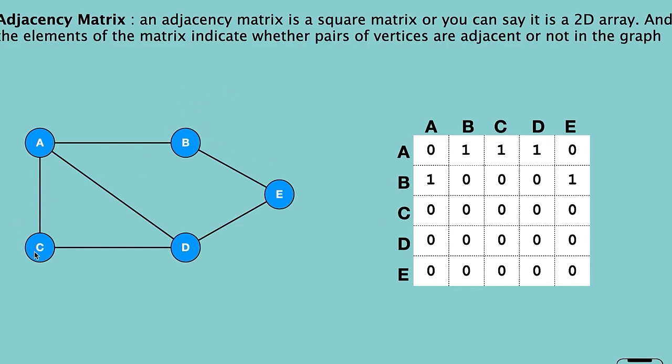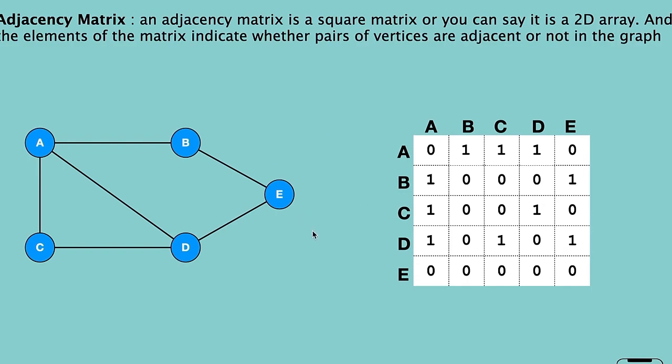Now the next node that we are going to continue with is C. From C we have a connection to A, so we will update CA to 1. And then from C we have another connection to D, so we will update CD to 1 over here. Then we continue to D. In the D vertex we have a connection to A, so we will update DA to 1. Then we have a connection to C, so we will update DC to 1. Then we have a connection to E, so we will update DE to 1.